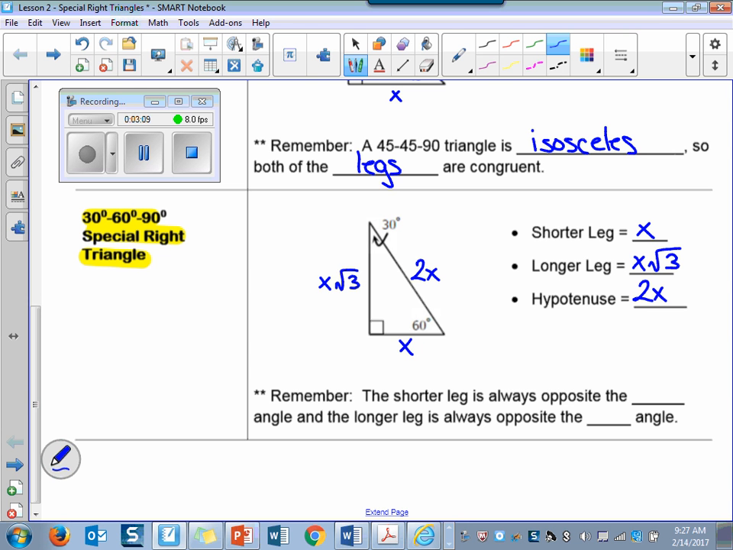I always had a hard time remembering which triangle got the square root of 2 and which triangle got the square root of 3. So I remember if the 2 legs are the same, that's the triangle with the square root of 2. And if the 3 sides are different, that's the triangle with the square root of 3. So remember the shortest leg is always opposite the 30-degree angle, and the long leg is always opposite the 60-degree angle.